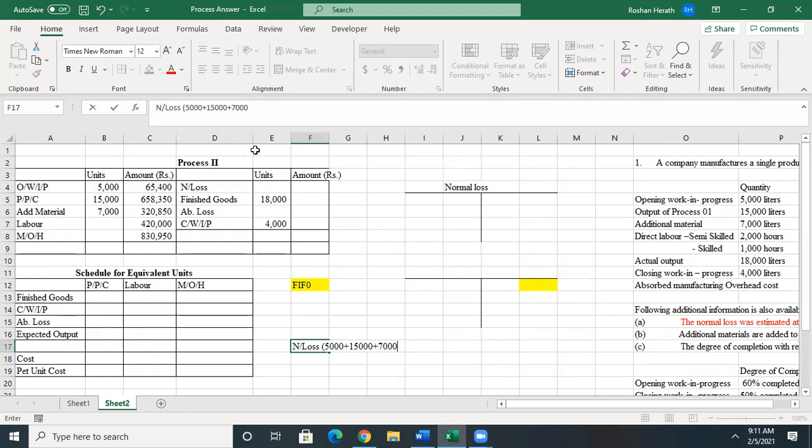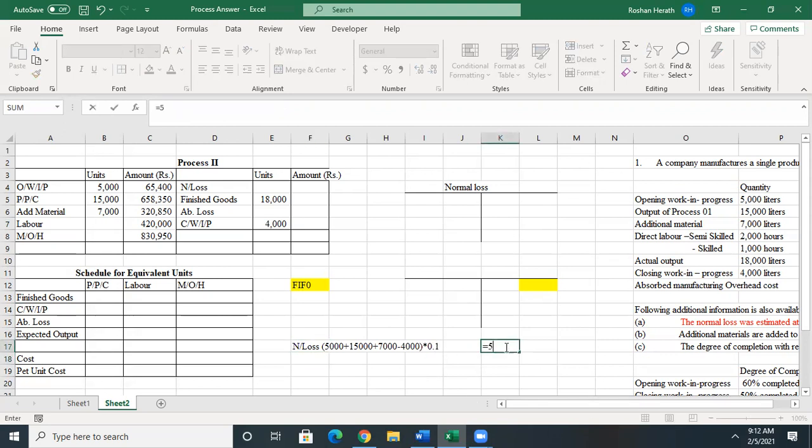So opening WIP is the closing WIP of the previous process. Since it is not 100% completed, it is not subject to the consideration or the computation of the normal loss. So therefore, that must be considered over here. But when it comes to the closing WIP over here, that must not be considered for the current period because it is not 100% completed. So then if you take this and apply the 10%, that's it.